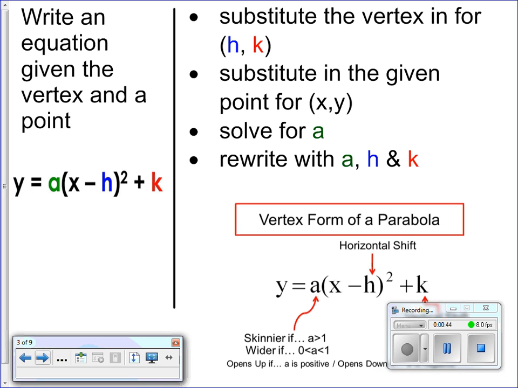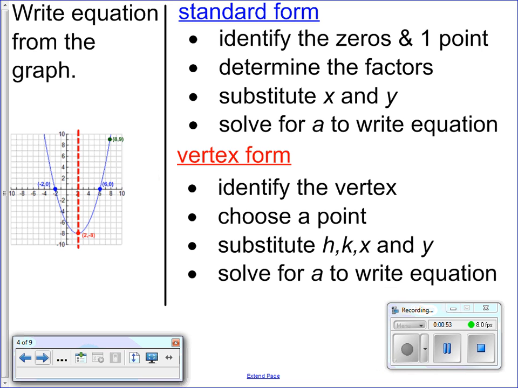So substitute the vertex, h and k, substitute the points for x and y, solve for a, and then rewrite with a, h, and k. So to write it from a graph, if you want to write it in standard form, you identify the zeros and 1 point, get your factors, substitute x and y, solve for a, and write your equation. If you're going to do vertex form, that means you have the vertex and a point: substitute h, k, x, and y, solve for a, and write your equation.